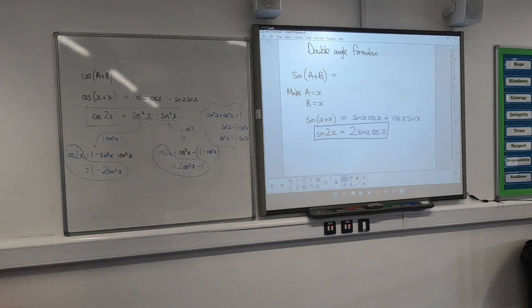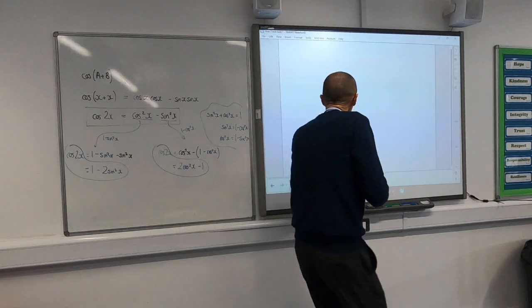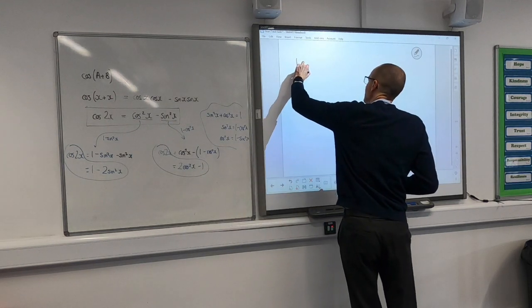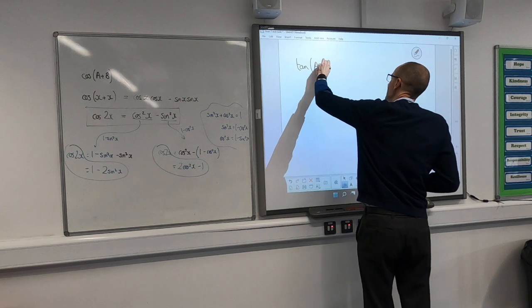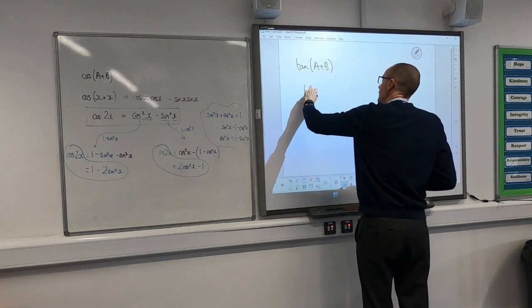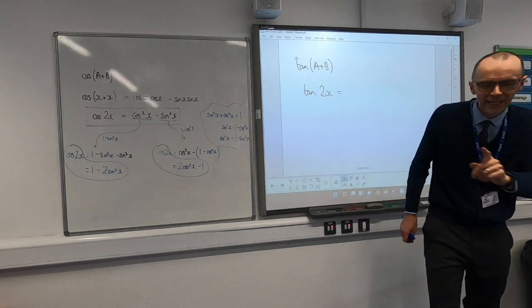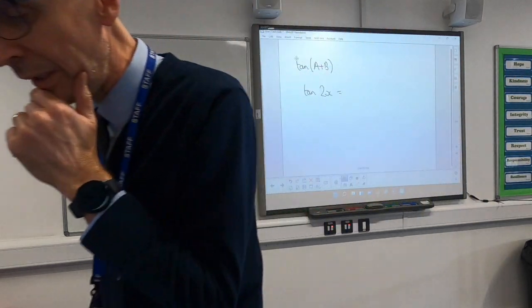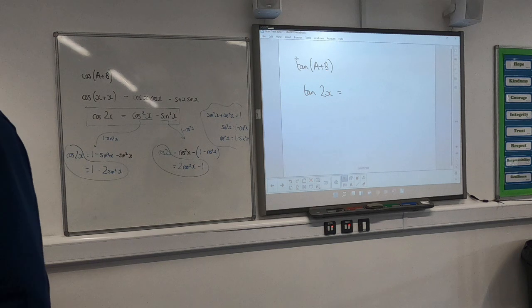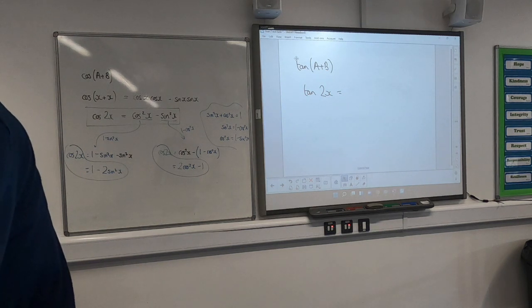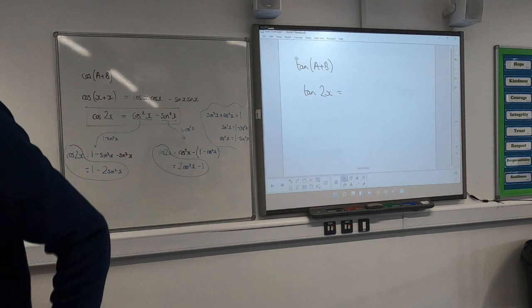Let's just do the tan one as well for completeness. So it rarely crops up, but tan a plus b, can you just write what you get if you make a and b both x? The tan formula is complicated, Isabel called it earlier, because if it's tan a plus b, you've got a plus on top and a minus underneath.